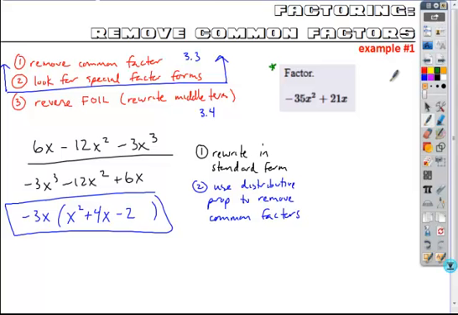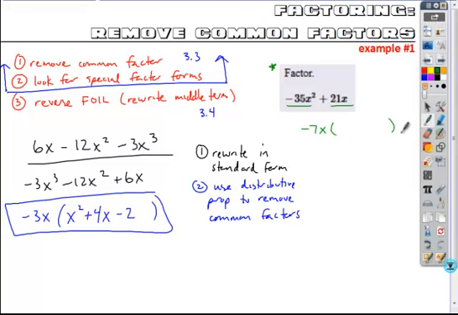So always get in the habit: if you see, written in standard form, a negative in front, even if nothing else, you're going to remove the negative as a common factor. Here, between the two terms that we have, numerically we can remove a 7, so a -7 comes out. And then variable-wise, we remove x. When you remove common factors, for variables, you remove the lowest power. So between a 2 and a 1, the lowest power is 1, so we remove that.